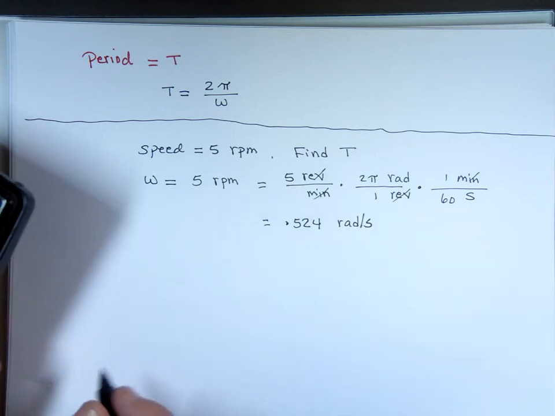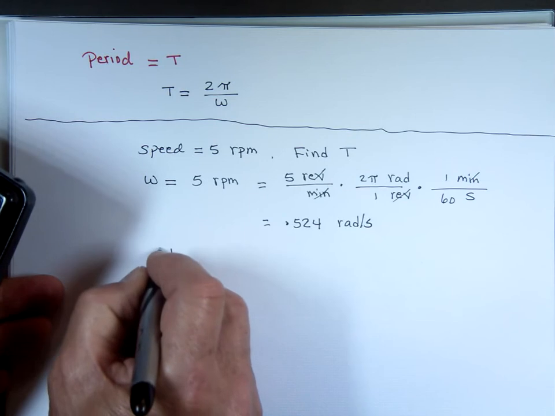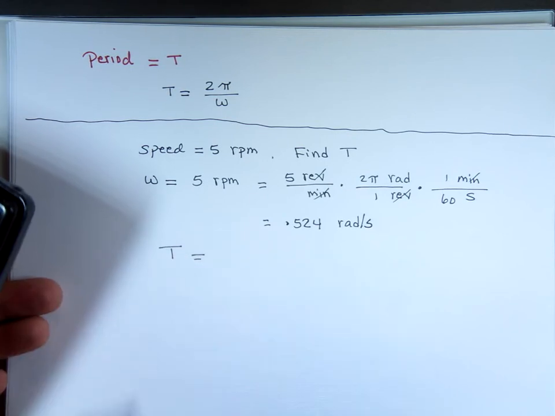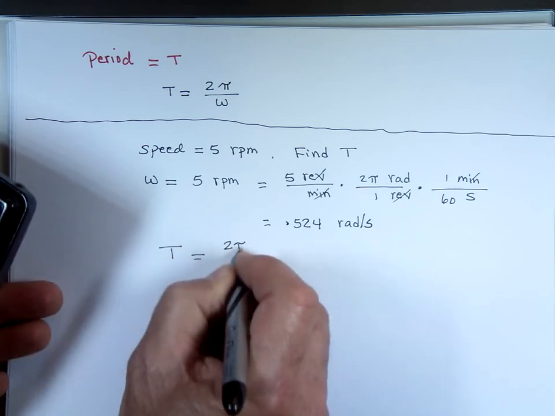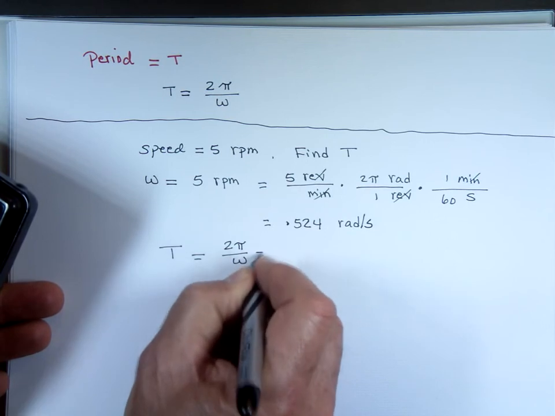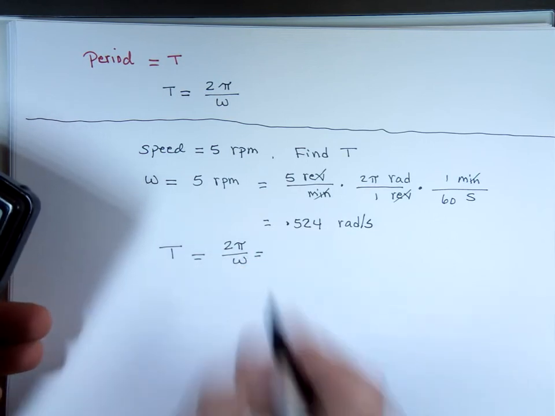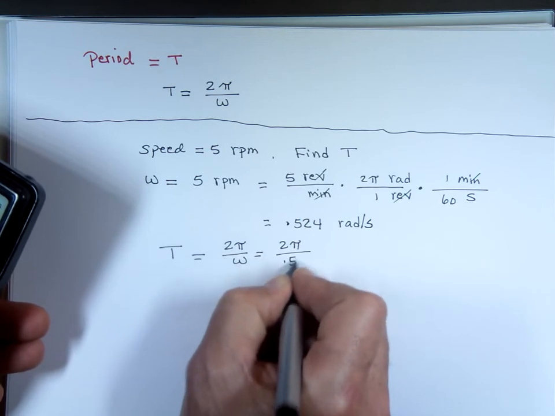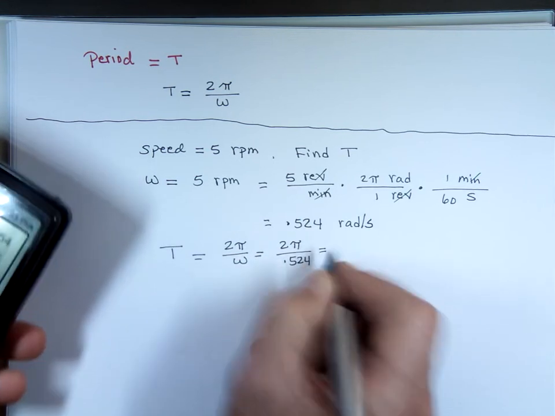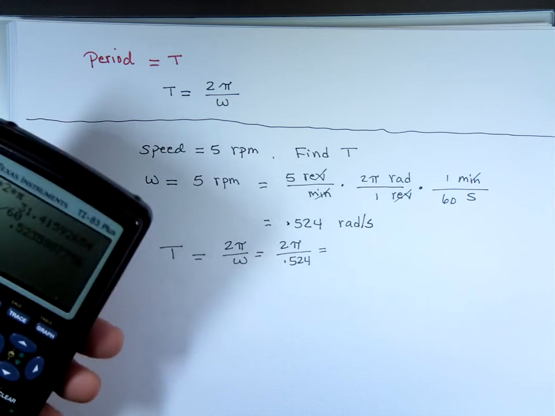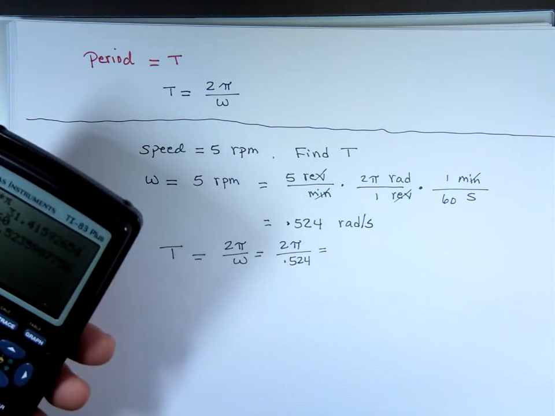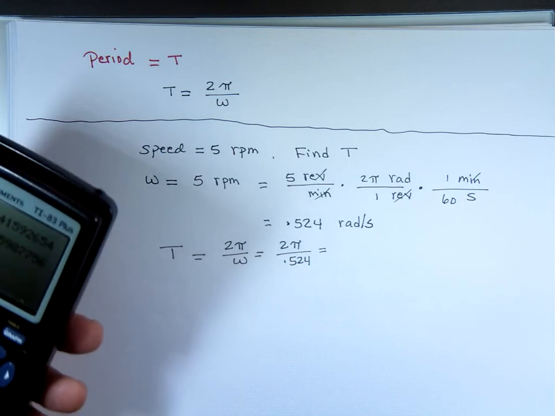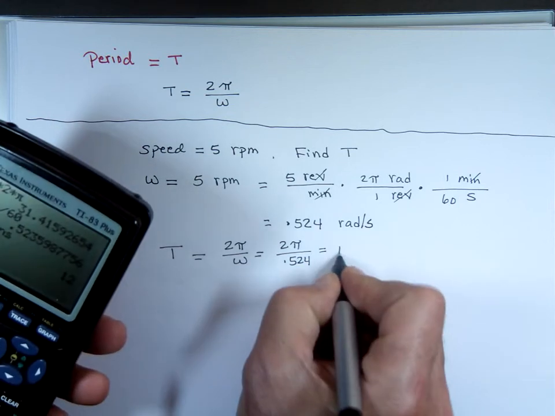So how long it takes to complete one full turn, that's the period T. It's 2 pi divided by W. Now if we did it correctly, it should be 12 seconds. 2 pi divided by that number is 12 seconds on the money.